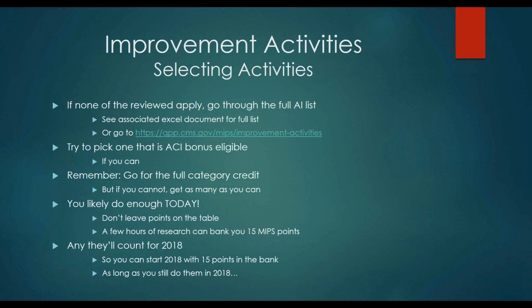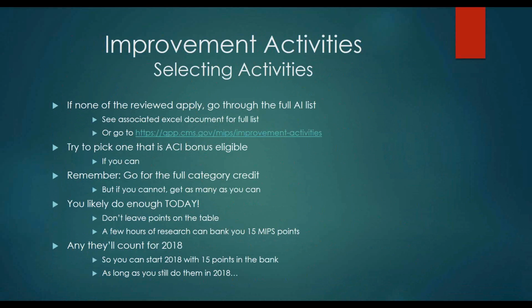While you're doing that, you may want to focus on those that are ACI bonus point eligible, because that's just a free 10 points for ACI. So I suggest if you can, you select one of those. So always try to go for the full improvement activity category. That's 15 points. Like I said, it's relatively easy to get the full credit here compared to some of the other categories, which are really data-driven and provider-driven. This is more practice policy-driven.